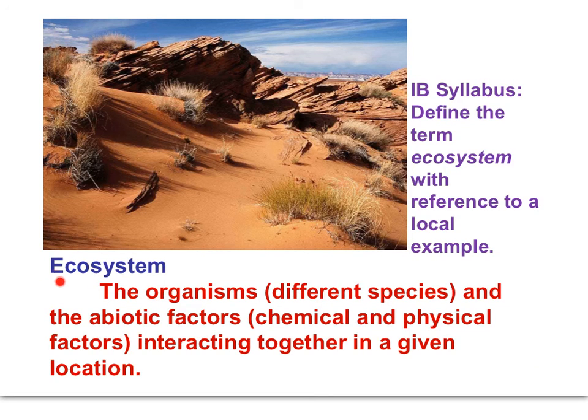An ecosystem would be the community, the different species, and the abiotic factors, the chemical and physical factors, interacting together in a given location. In this photograph, the ecosystem includes the plants and animals of the desert interacting with each other as animals feed on plants or animals feed on animals. The ecosystem would include rattlesnakes eating rats, this is predation, or rats eating grasses, this is herbivory.